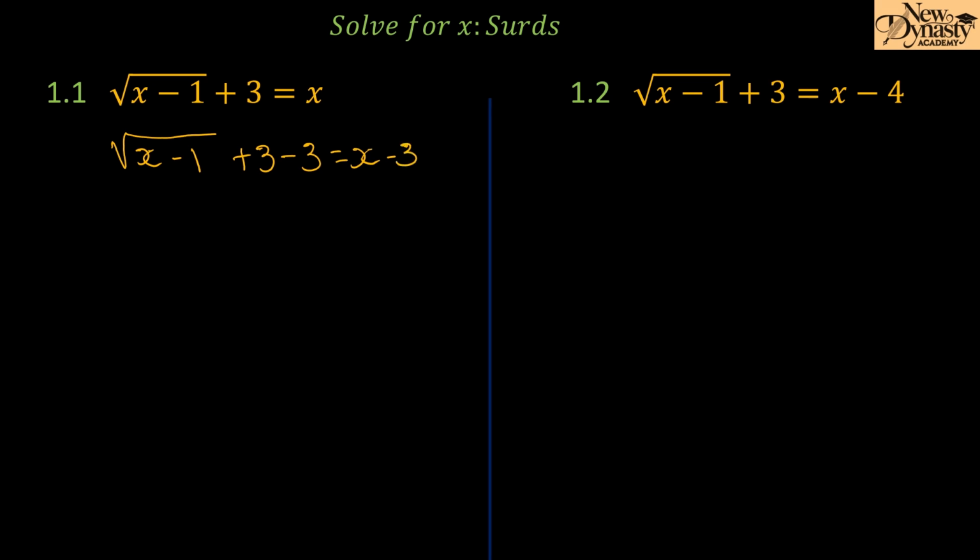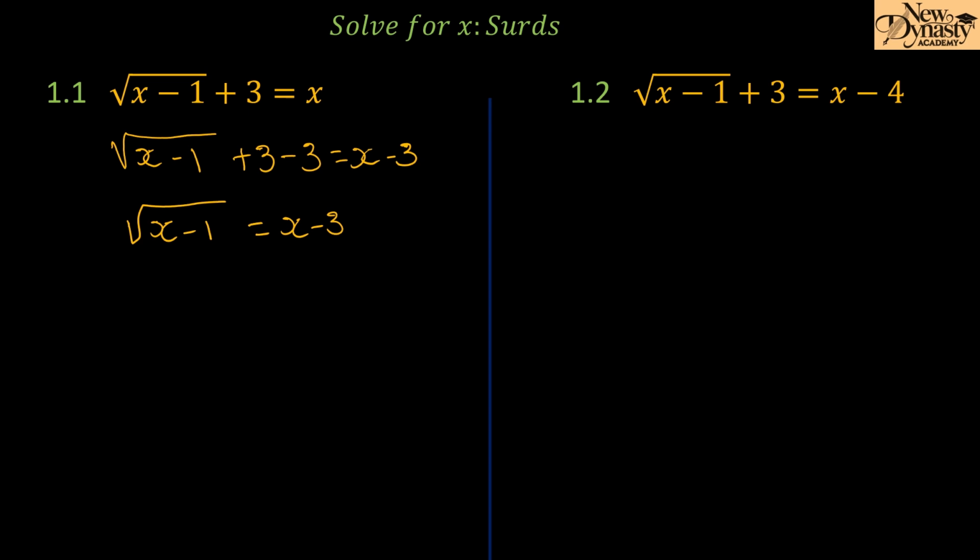We remember we always do the inverse operations here. So we're going to have the square root of x subtract 1. 3 minus 3 is 0. Then that is equal to x minus 3. You can just say you transpose 3, you take it to the other side of the equal sign, then it's going to change the sign. And that's how you do that.